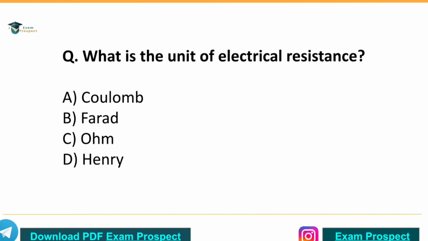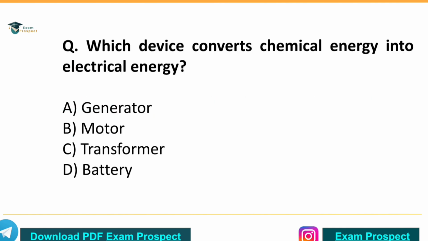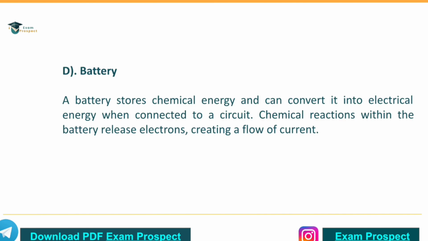Next question, what is the unit of electrical resistance? Correct answer is option C, ohm. Next question, which device converts chemical energy into electrical energy? Correct answer is option D, battery. A battery stores chemical energy and can convert it into electrical energy when connected to a circuit. So chemical reactions within the battery release electrons, creating a flow of current.